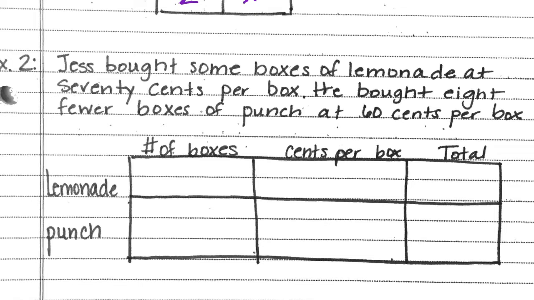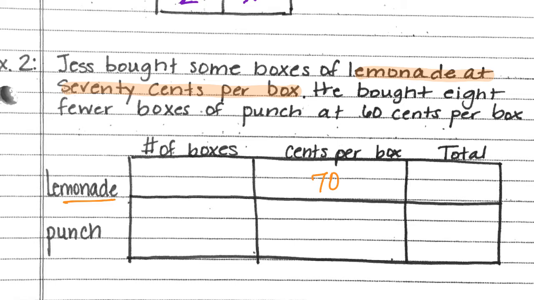Jess bought some boxes of lemonade at 70 cents per box. He bought 8 fewer boxes of punch at 60 cents per box. We're not solving anything here. We're just starting to learn how to set these up. So the first thing I know, let's highlight. We bought lemonade at 70 cents per box. So I'm going to put under lemonade 70 cents per box. Now I dropped the decimals. So if I drop the decimals on this, I have to drop the decimals on everything.